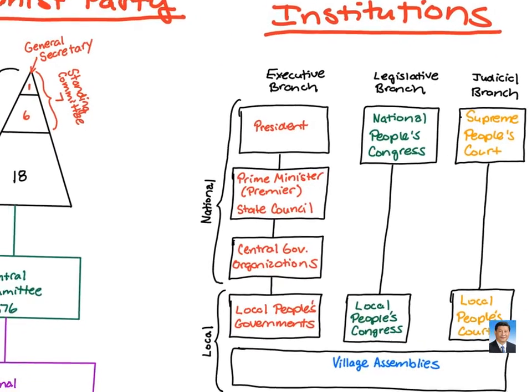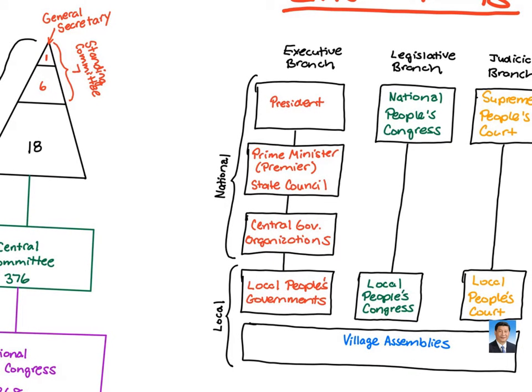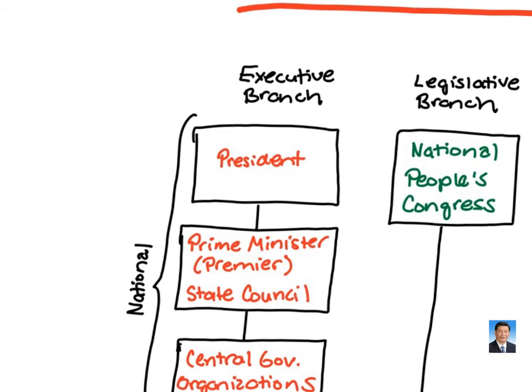Now, if you look at this little chart here, my beautiful chart, you see that the executive branch is kind of broken down between the national level and the local level. At the top of the national level is the individual who is in charge of the executive branch, and that is the president. Now, according to the Chinese Constitution, the president is really just kind of a figurehead. But in reality, in practice, the president basically runs the executive branch.